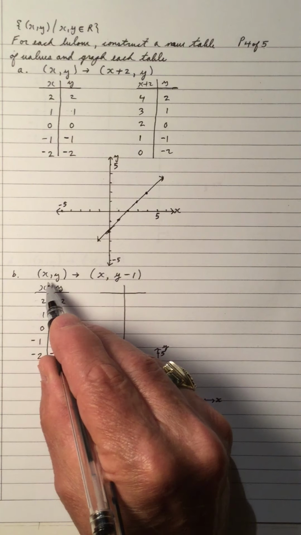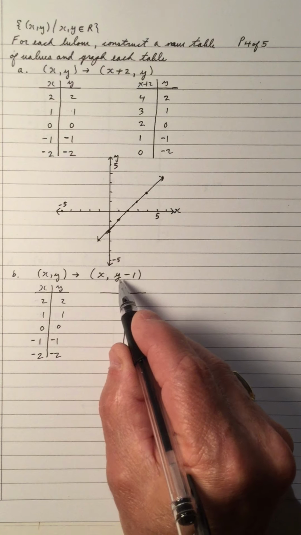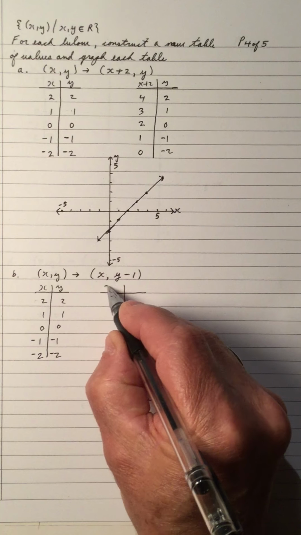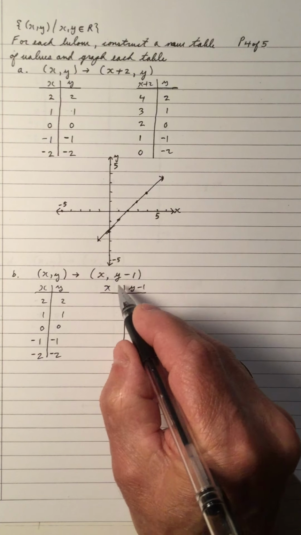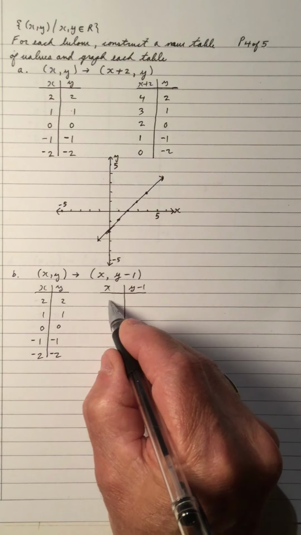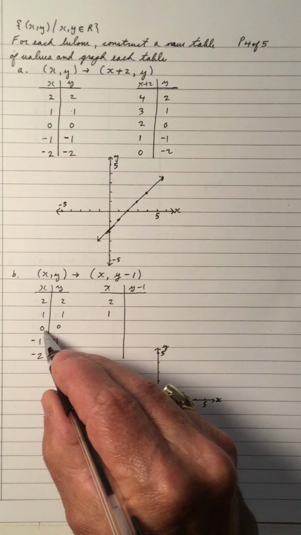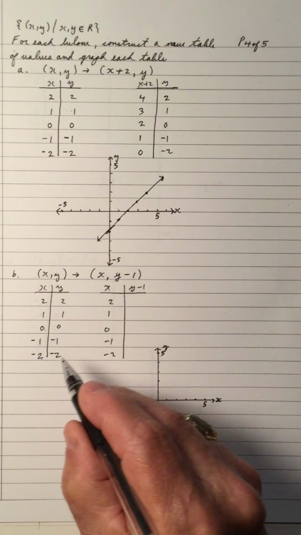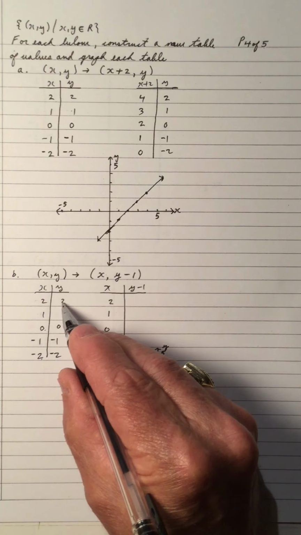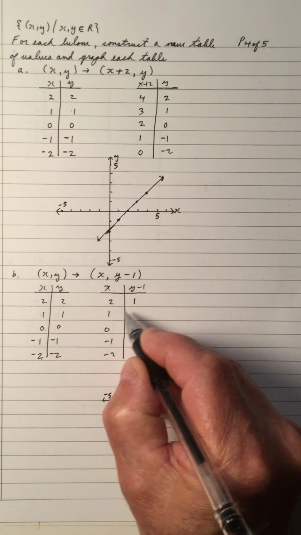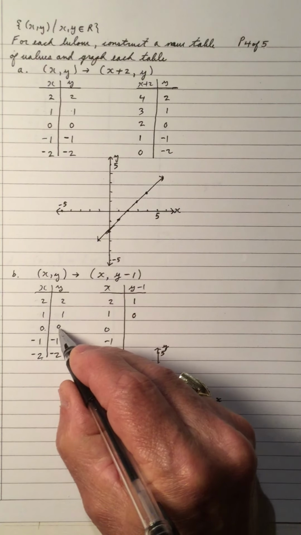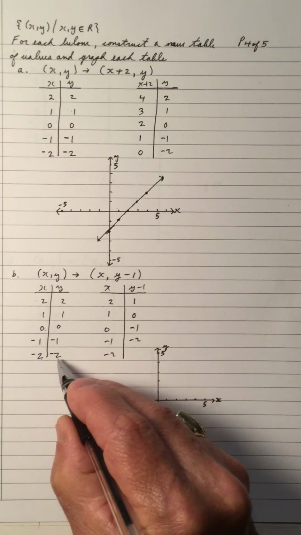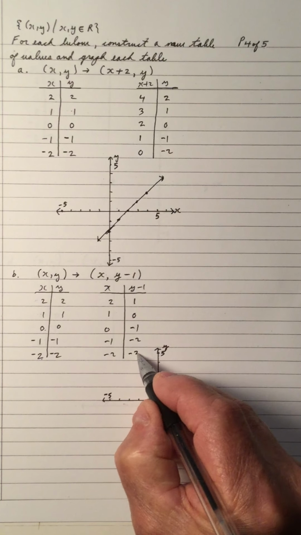And B, x comma y, such that x is mapped to x and y is mapped to y minus 1. So this is x and this is y minus 1, so the x is not changed. So it's 2, 1, 0, negative 1, negative 2. And the y value we subtract 1. So 2 subtract 1 is 1. 1 subtract 1 is 0. 0 subtract 1 is negative 1. Negative 1 subtract 1 is negative 2. Negative 2 subtract 1 is negative 3.